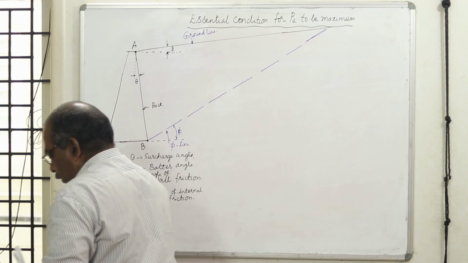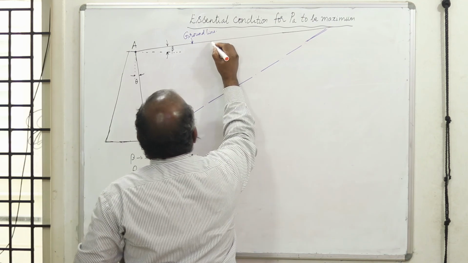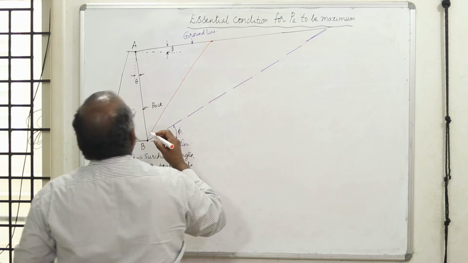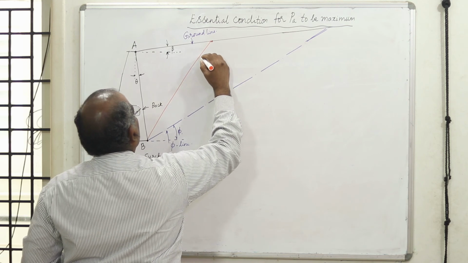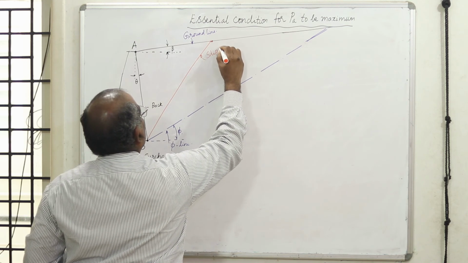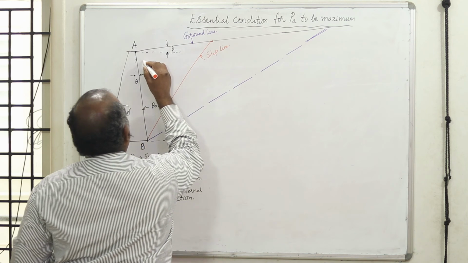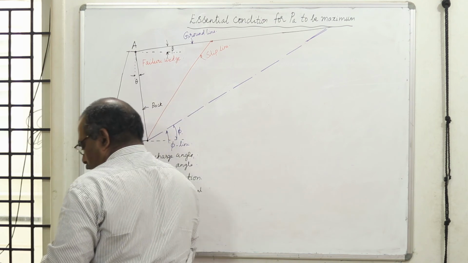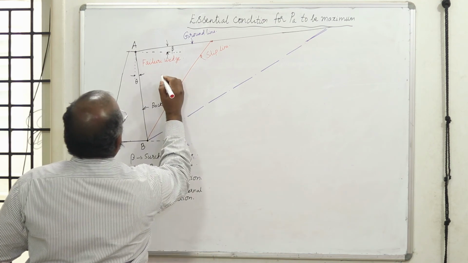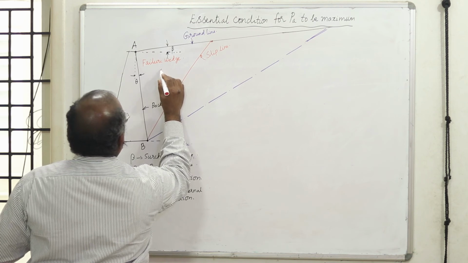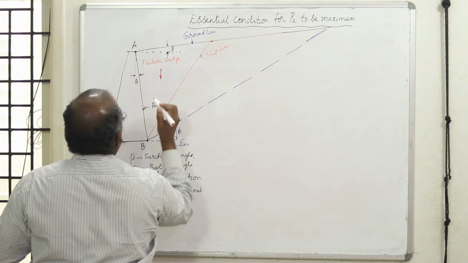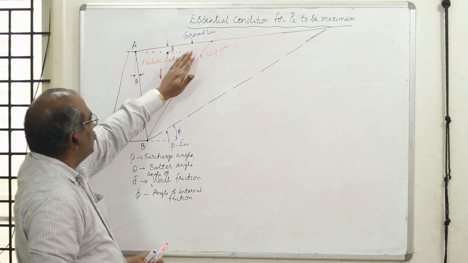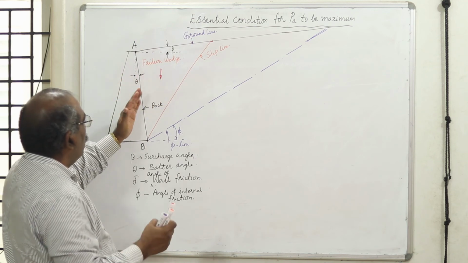Now there will be a slip taking place. This is the slip line, and this is the failure wedge. This failure wedge will have the weight acting at its centroid. Now what's happening here, students? This wedge is in equilibrium. Now this is trying to slip.